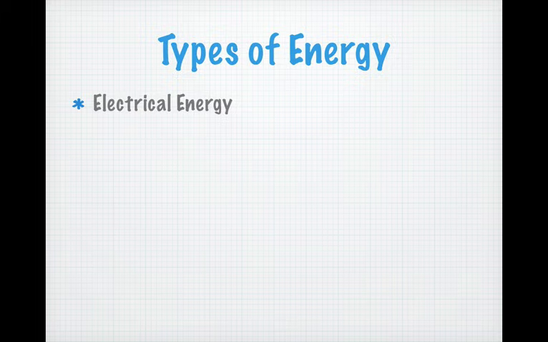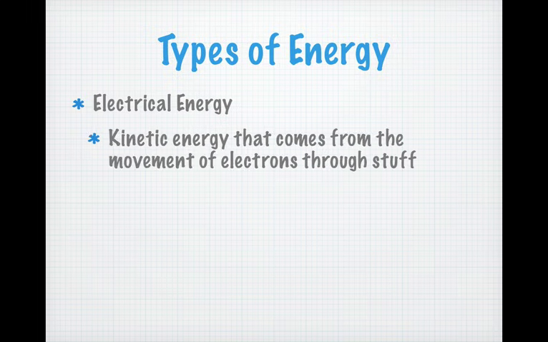Now, electrical energy is something we're all familiar with, and a lot of times when we think of energy, that's what we think about. We think about power plants generating electrical energy so that we can do things like turn on the lights or keep our food cold in the fridge. But electrical energy is kinetic energy, and it comes from the movement of electrons through substances.